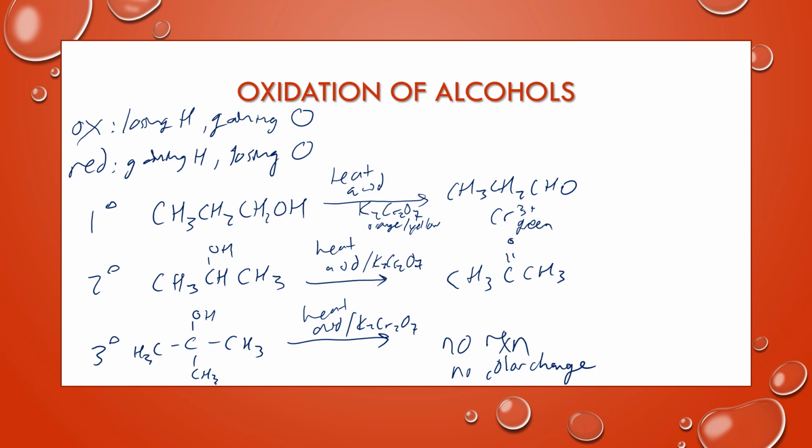Now, for primary alcohols, what's kind of cool is that you can continue to oxidize it. Because once it's an aldehyde, you can actually keep going and make it into a carboxylic acid. And so effectively you're adding another oxygen, so you're continuing the oxidation process. You still want to use heat and acidified potassium dichromate, but you also want to do reflux.